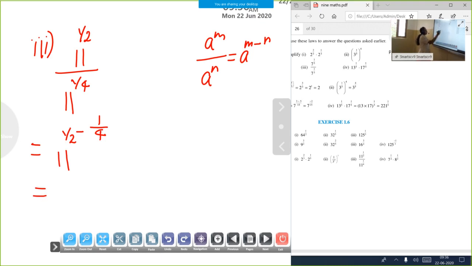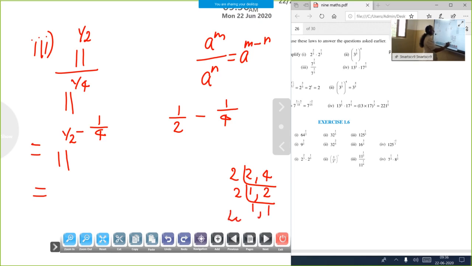Next, you know how to solve the power. 1 by 2 minus 1 by 4. What is the LCM of 2 and 4? 2 times 1, again 2 times, divide with 2, 1, 1. So the LCM is 4. Then next step, make this denominator 4. Here you multiply with 2, numerator also with 2. 4 into 1 is 4, numerator also with 1.